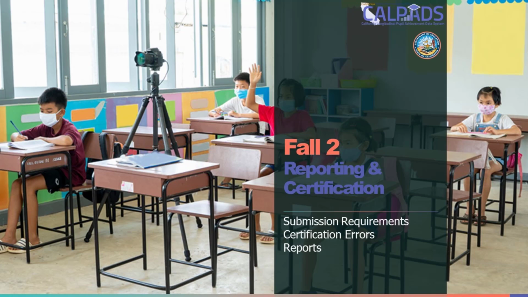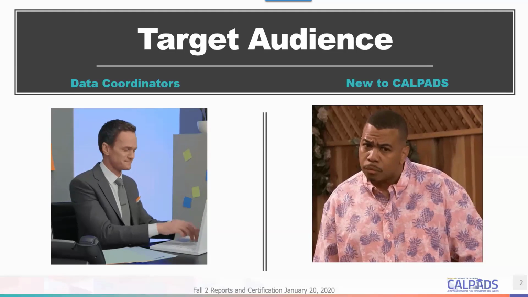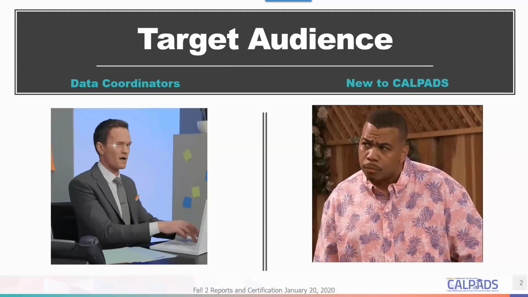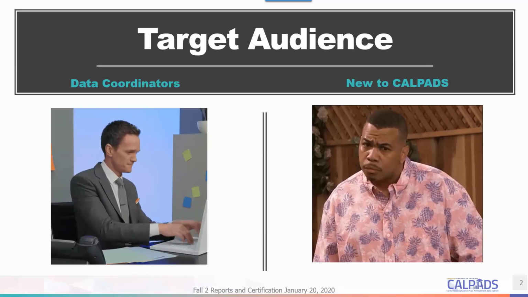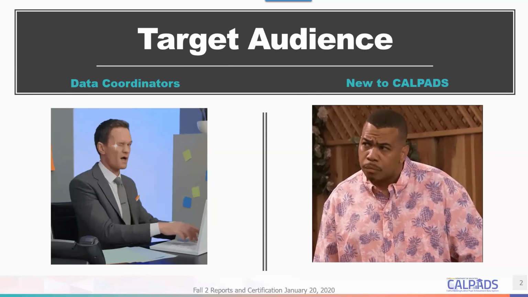Right, so this is Fall 2 reporting certification. In this training, we discuss the submission requirements, the certification errors, and the reports. Remember, this training is not specific to data submission or the data population, but more so the entire reporting process for Fall 2. And so the target audience is those of you that are the LEA data coordinators, those specifically using your student information systems to submit data to CalPADS.